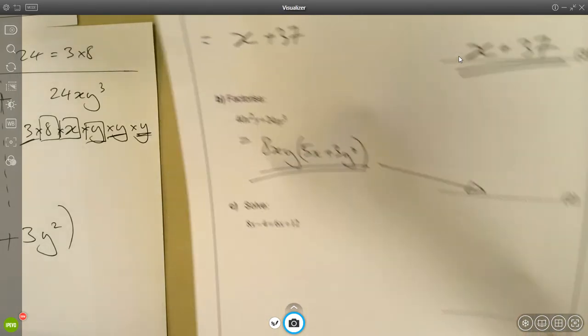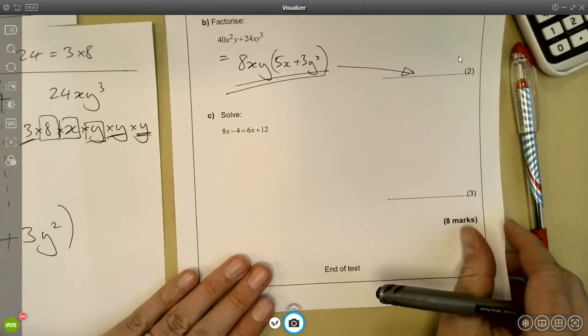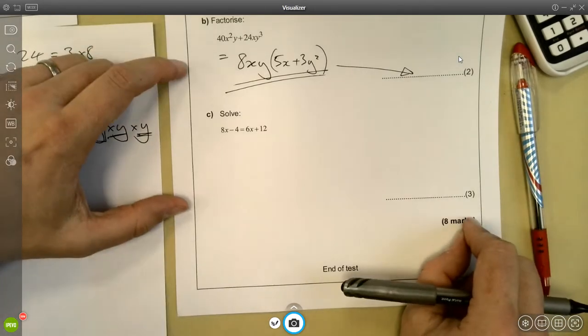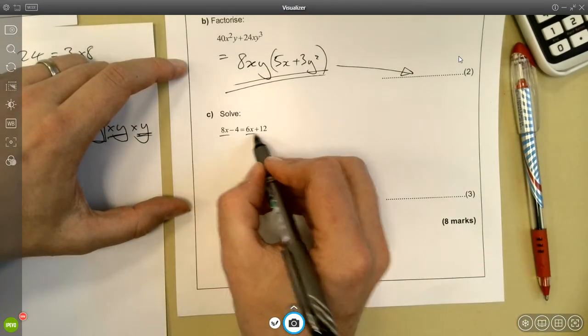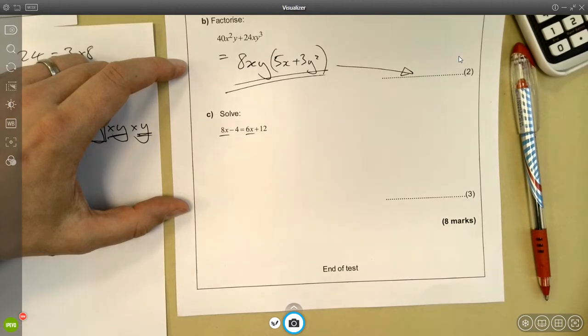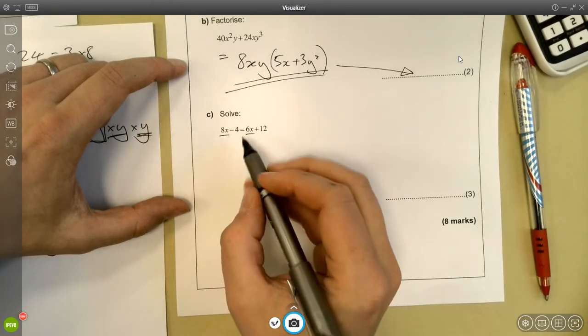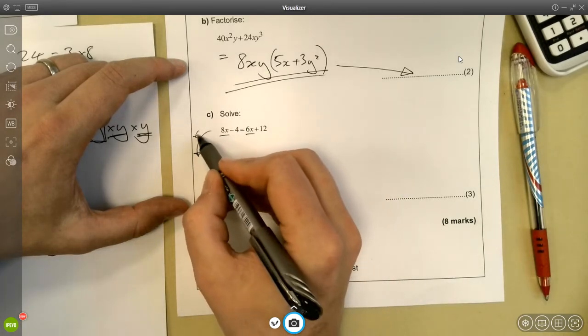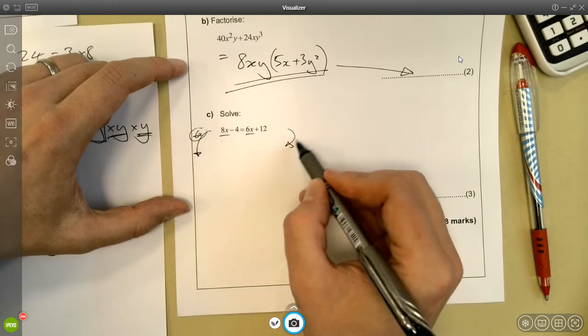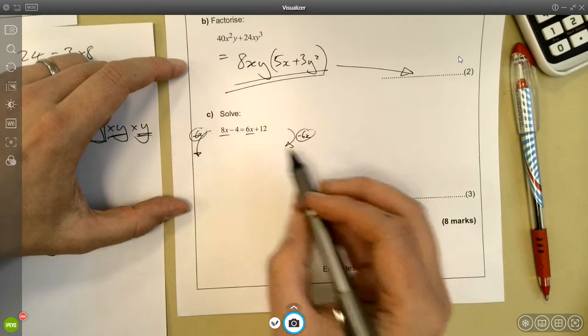All right, and then for part C, love these questions, done loads of practice on this. We find the least x. So we've got 8x and 6x. Which is the least x? 6x. Take that from both sides. We've got 8x take away 6x. So this is our step. We take 6x from both sides. This is what we're doing.